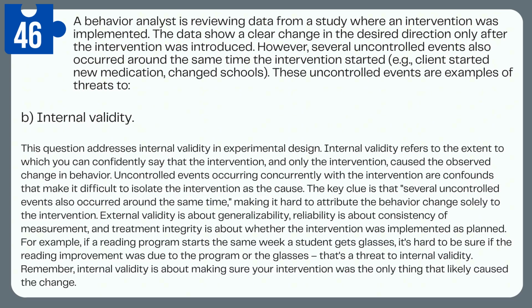Answer: B, internal validity. This question addresses internal validity in experimental design. Internal validity refers to the extent to which you can confidently say that the intervention, and only the intervention, caused the observed change in behavior. Uncontrolled events occurring concurrently with the intervention are confounds that make it difficult to isolate the intervention as the cause. The key clue is that several uncontrolled events also occurred around the same time, making it hard to attribute the behavior change solely to the intervention.